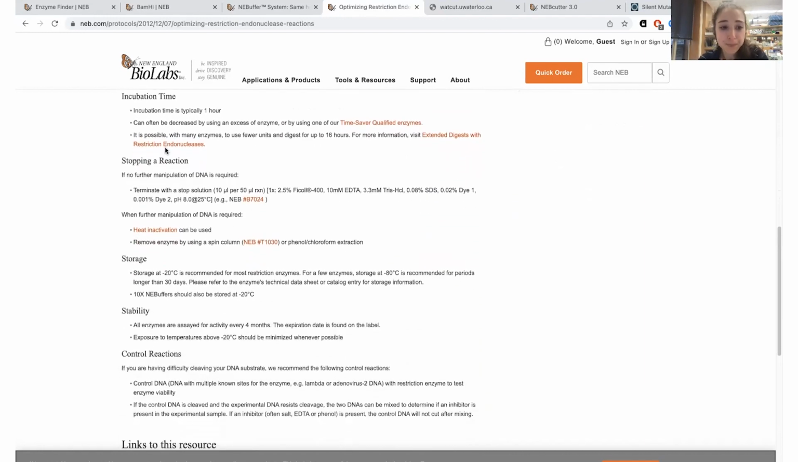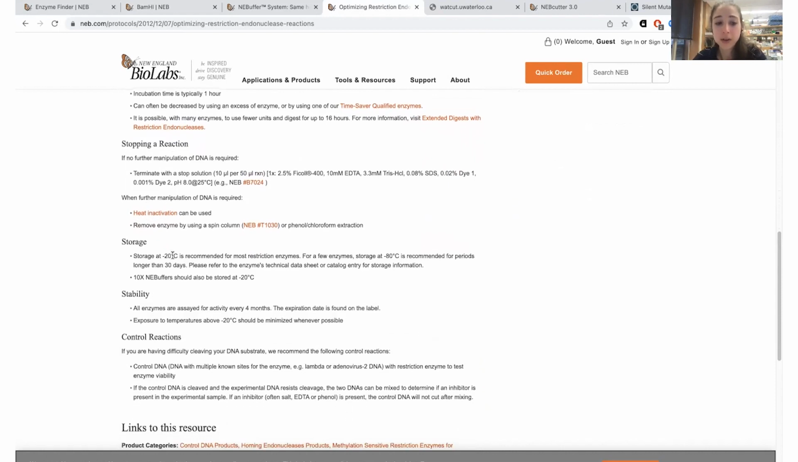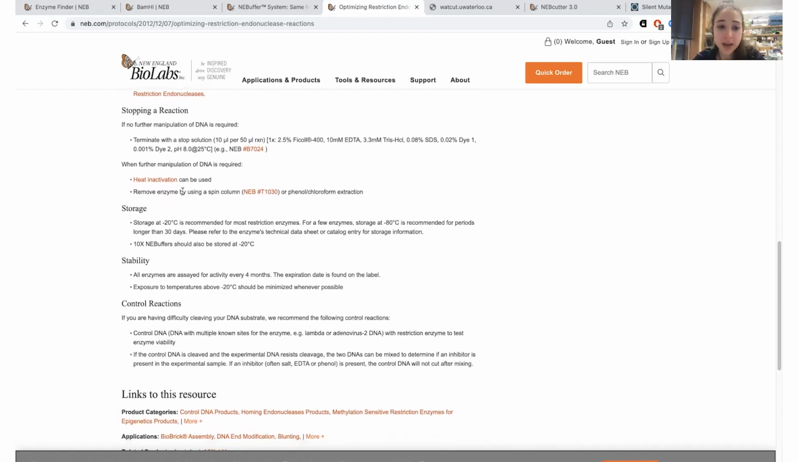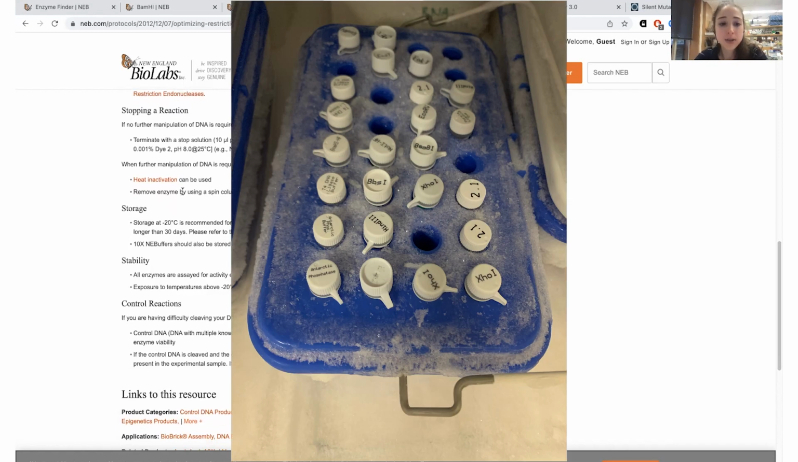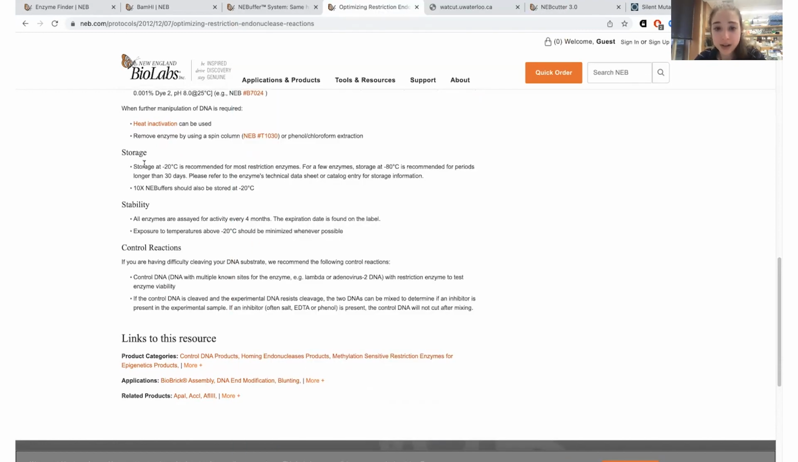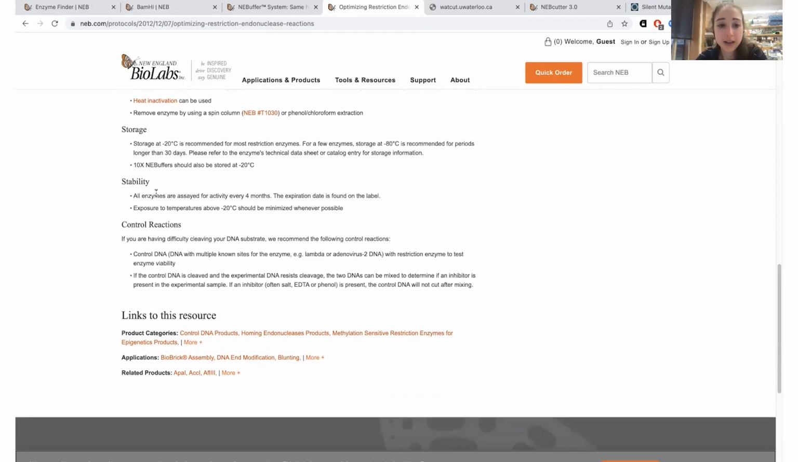Some of these you actually can terminate if you want to make sure that it stops cutting. Some are heat inactivatable, or you can remove the enzyme using some sort of spin column. Because the enzyme is big, it's going to get trapped in the column, and the other stuff is going to come through. In terms of storage, we typically keep them in those little storage blocks in the freezer. They have glycerol in them, so they're not going to look frozen solid. They're going to be like jelly. But you need to keep them at -20 and handle them with care.